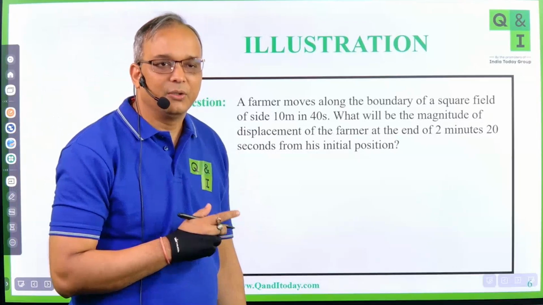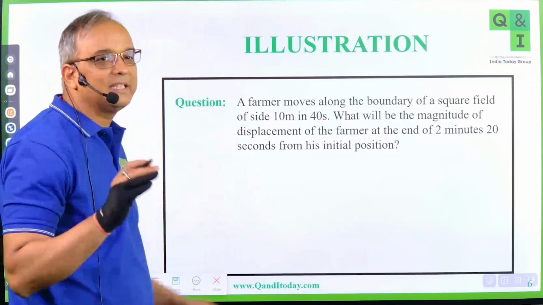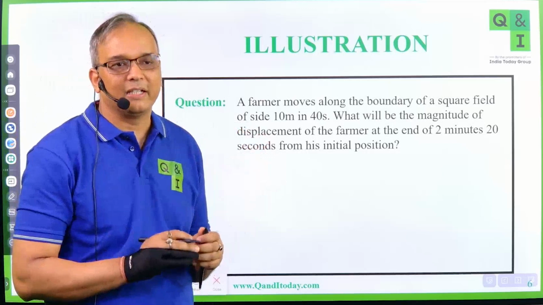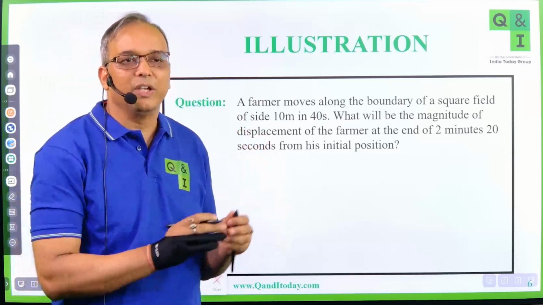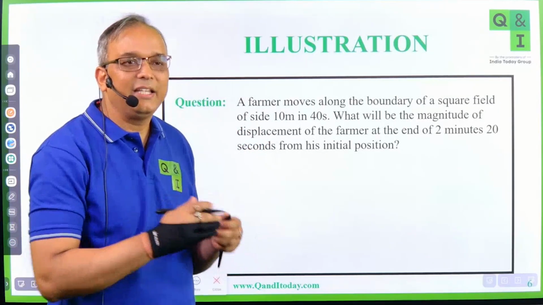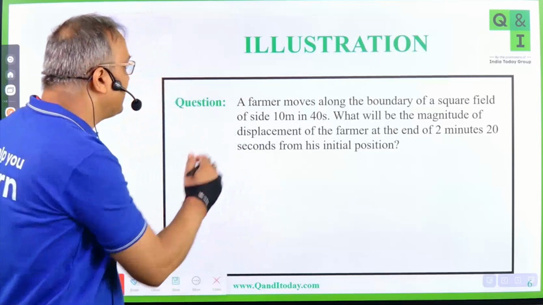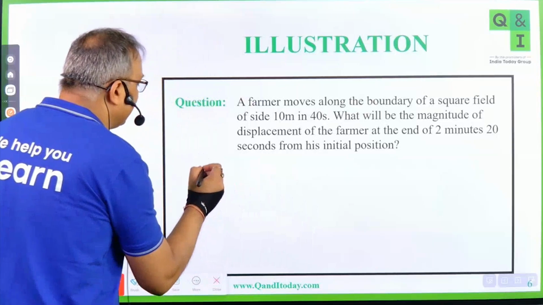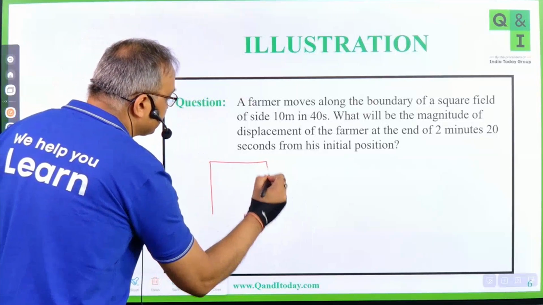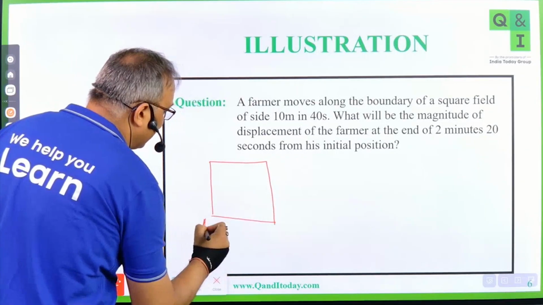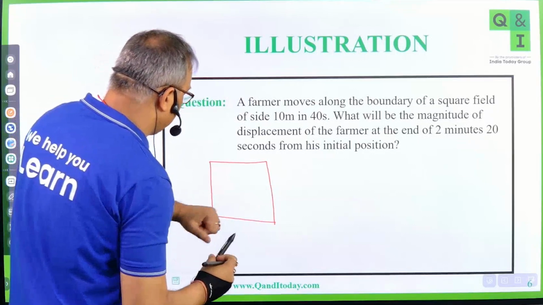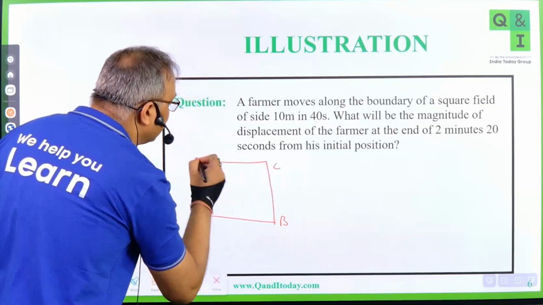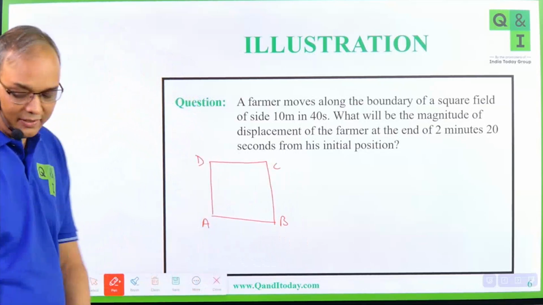In physics, when you read the question, you should always make a rough diagram of that. Then what has been asked in the question, you will be able to understand better, and then you can start attempting the question. A farmer moves along the boundary of a square field. So let's say this is the square field, A, B, C, and D.